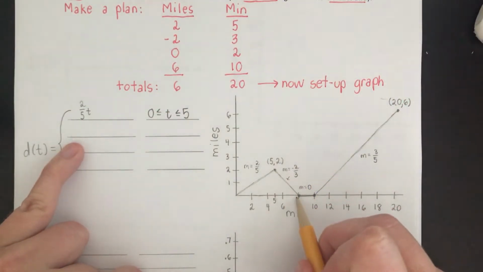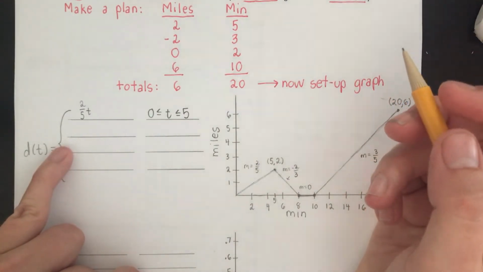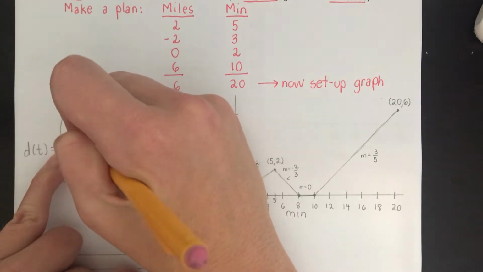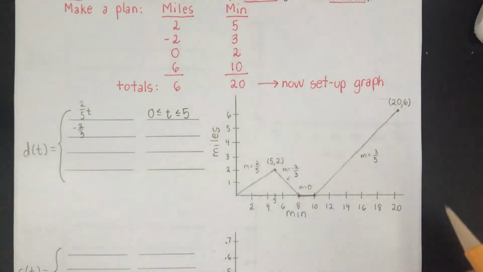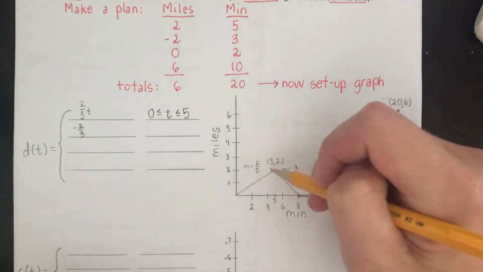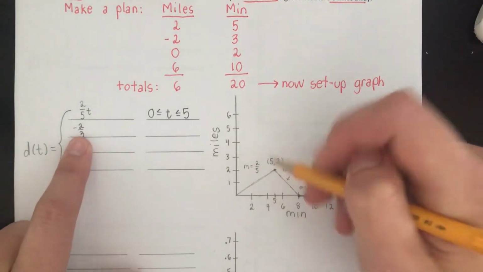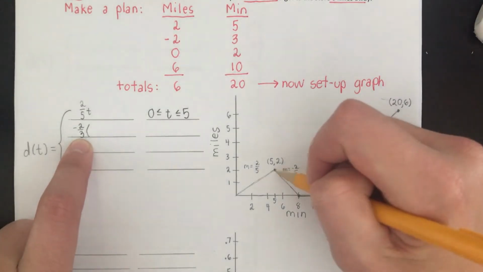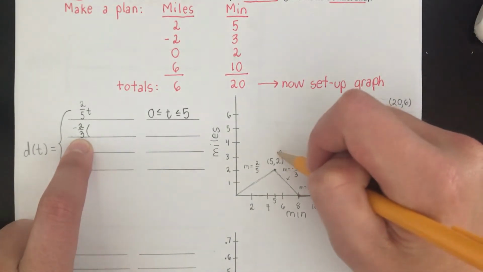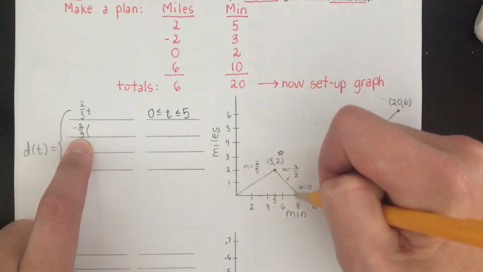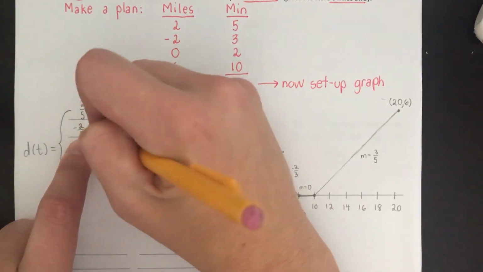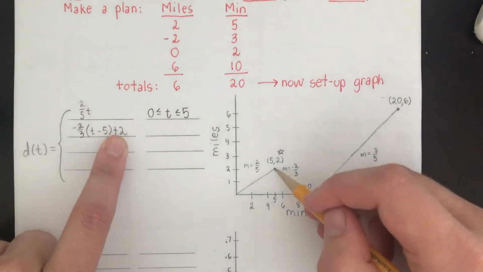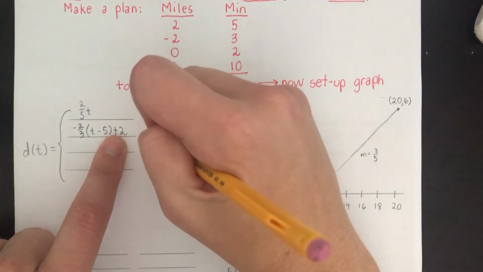And then my second segment here has a slope of -2/3. Okay, and I have to use point slope form here for this one. Because I don't know the y-intercept. So I have the slope, and I will go ahead and use the point 5, 2, this one here, for this segment. So it'd be -2/3 times (t minus 5) plus 2. And that segment goes from 5 to 8.